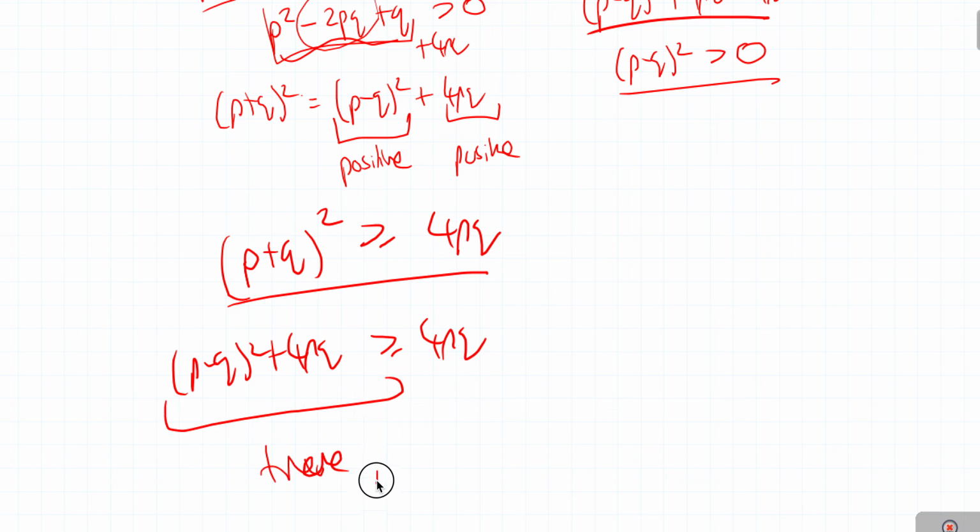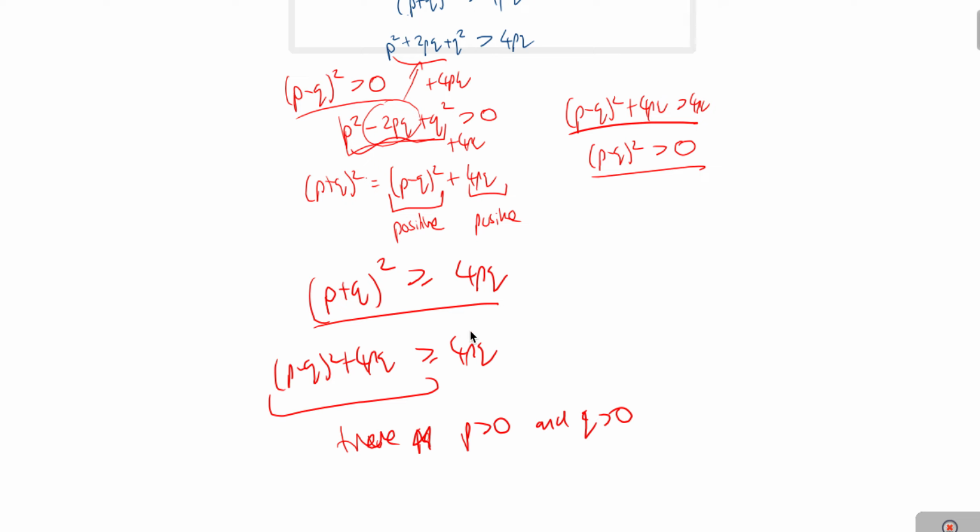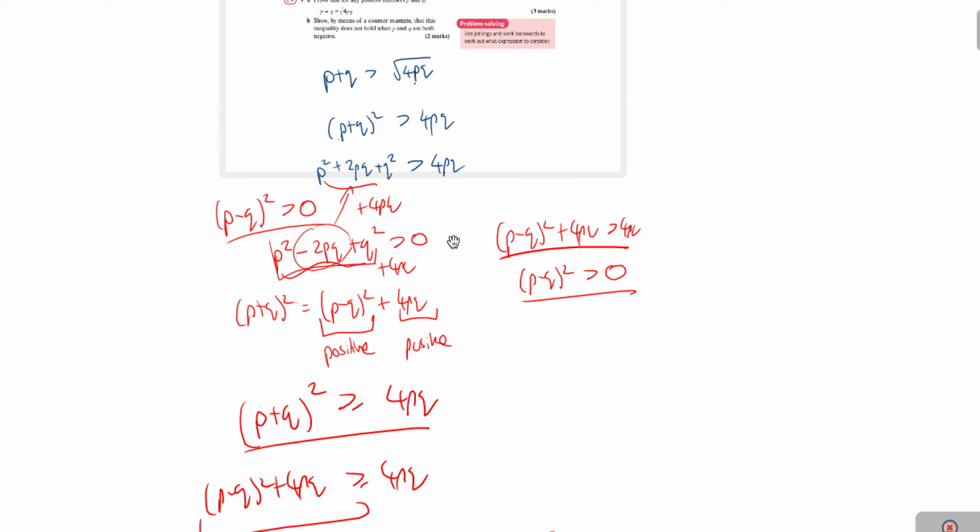As long as p, which we're told in the question, is greater than 0 and q is greater than 0, we have proved our statement. It's a bit of a messy proof, this one, it's not perfect, but again, your proofs don't have to be perfectly written out, and they might be a bit messy when you write them out.